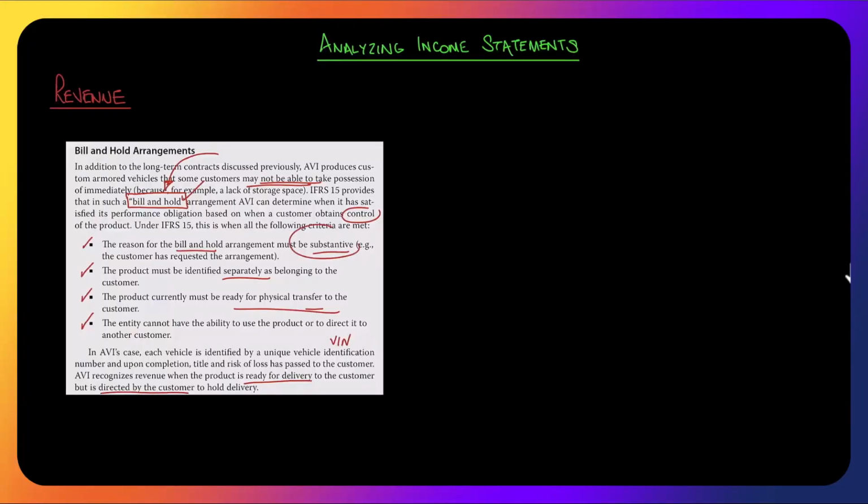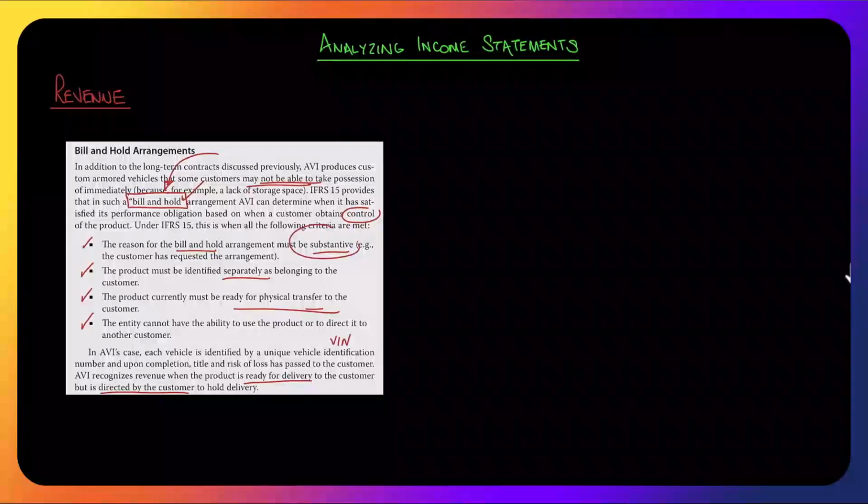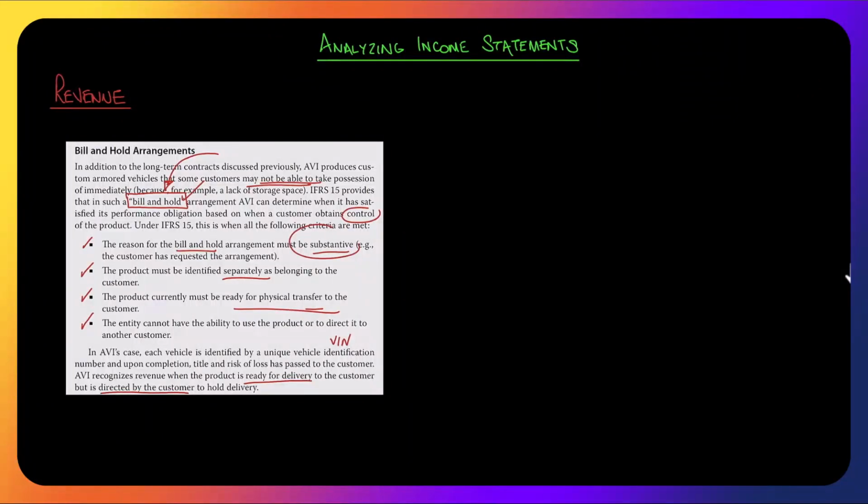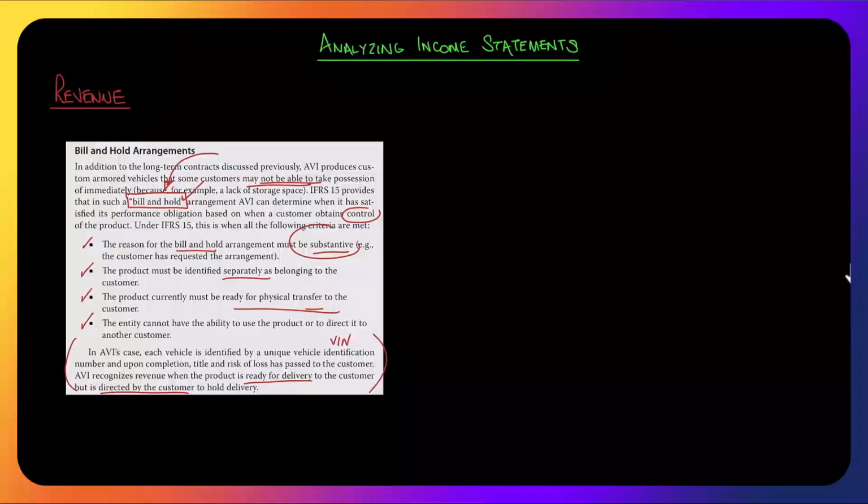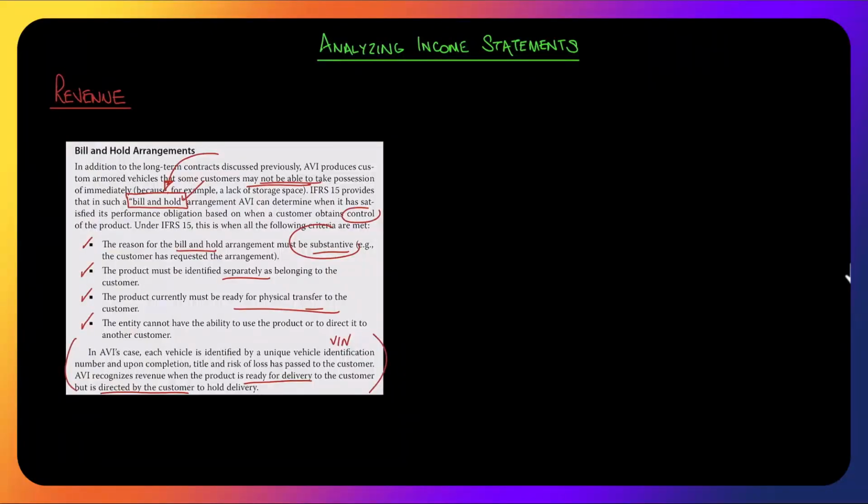That's a substantive reason to have it. They want us to keep it to hold delivery. So you can see the worry. It's a little bit early to recognize revenue, really, because they don't have it, but we've met these 4 criteria. It's their vehicle. They've got a unique VIN number, a unique identification number. We can't sell it to anybody else.